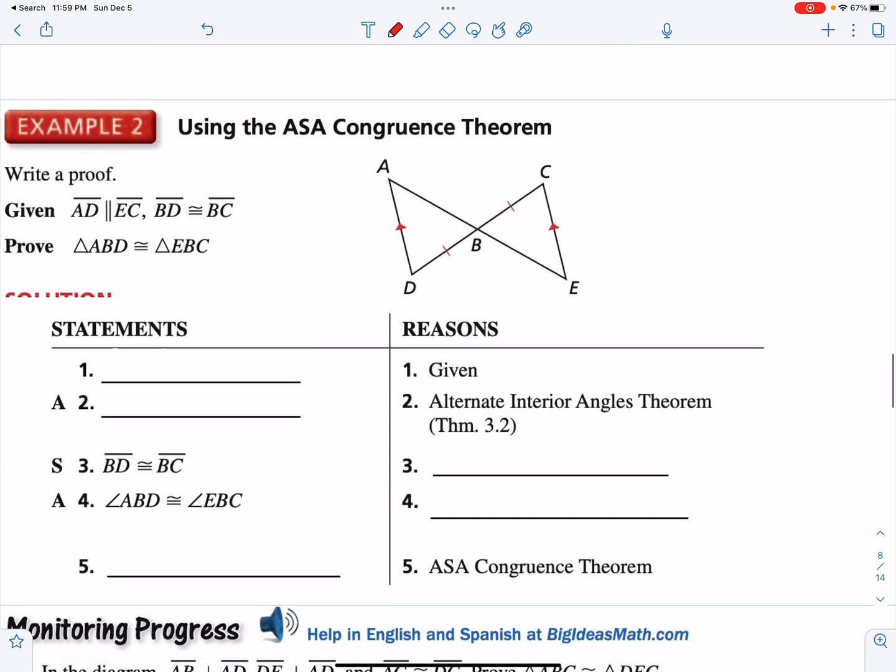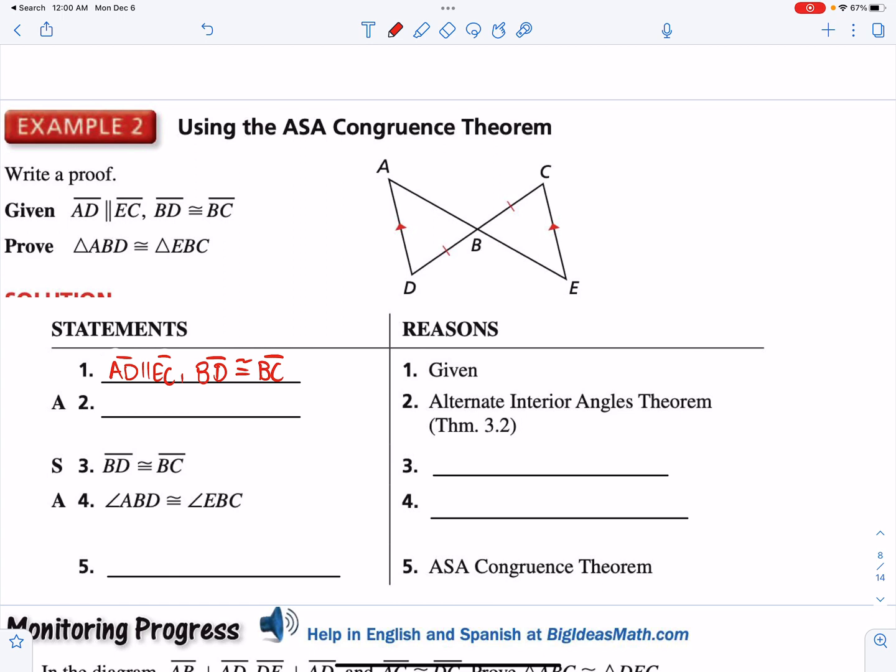Okay. Everyone's favorite. So we have a proof here, and it says right up top that we're using angle, side, angle. So take a moment, pause, copy this into your notes, try this proof out, see if you can fill in some of these blanks. Now that you've had an opportunity, let's start with the given. For the given statement, we have AD is parallel to EC, and we also have BD is congruent to BC. And those things are marked in our image for us already.